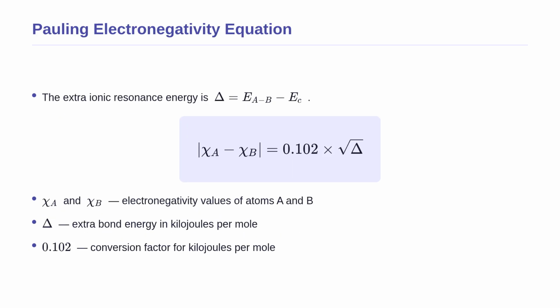Once we have our baseline, we subtract it from the actual measured bond energy to find delta, the extra ionic resonance energy. This brings us to Pauling's final equation. The symbols chi sub A and chi sub B represent the electronegativity values of the two atoms. The vertical bars mean we take the absolute value. The constant 0.102 is a specific conversion factor used when delta is measured in kilojoules per mole. Pauling arbitrarily assigned fluorine a value of 4.0 and calculated all other elements relative to it.